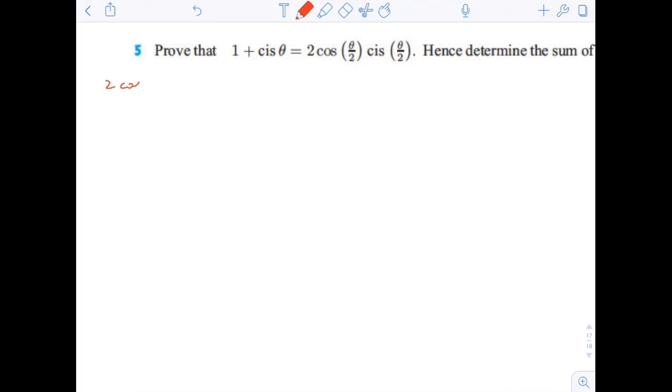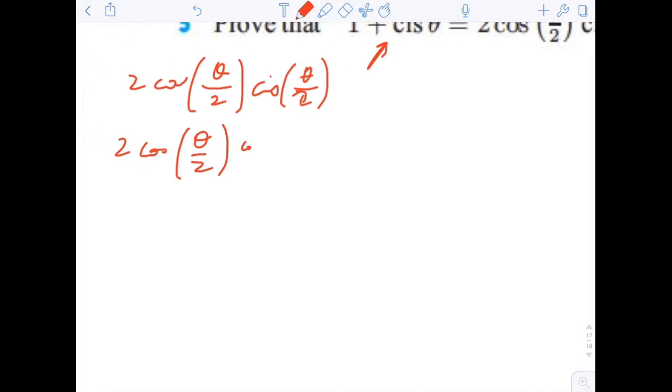So let's start from the right side, which is 2 cosine theta divided by 2 times cis theta divided by 2, and we'll try to get it to look like that eventually. So first of all, we're going to take 2 cosine theta over 2, and we're going to break down cis theta over 2 into cosine theta over 2 plus i sine theta over 2.